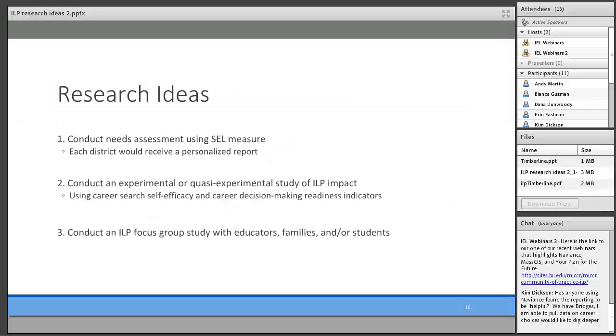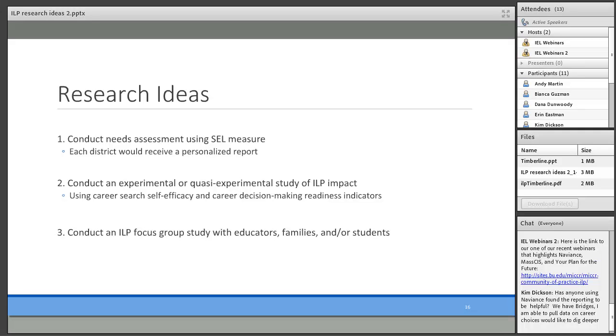Now, let's talk about specific research. What I'm going to do is show you the kind of research ideas we can do, and then flip to an actual example of where we built the research report back for the school district to be able to communicate. It's in a PowerPoint format.